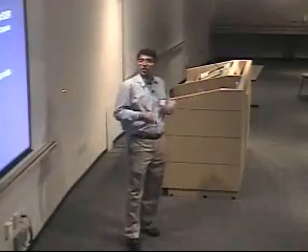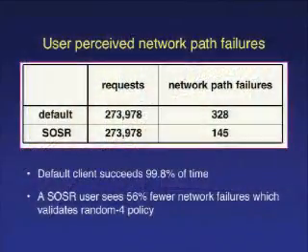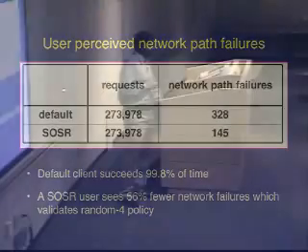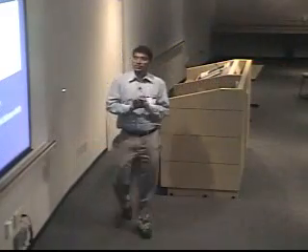We ran 2 clients, one with and another without Saucer. Both these clients ran from UW, and they repeatedly fetched web pages from 1,000 popular servers over a period of 3 days. We deployed intermediate nodes at 40 different PlanetLab sites. Here are some very high-level results.